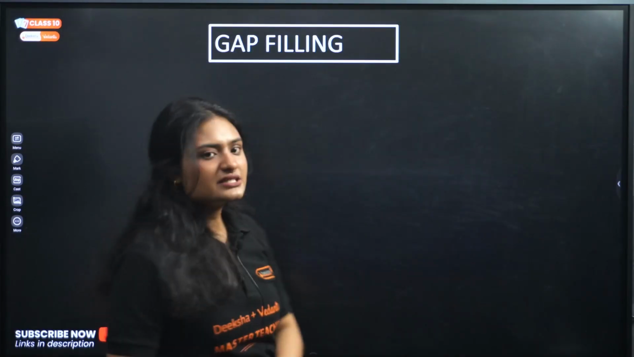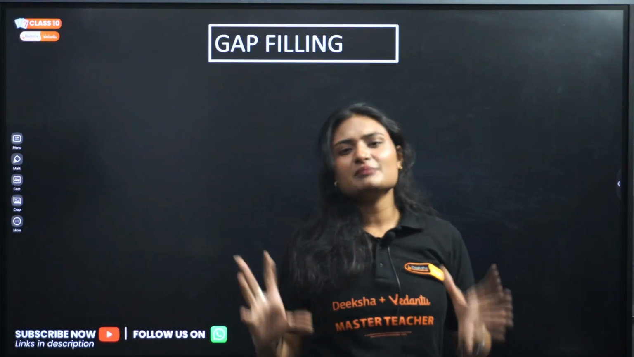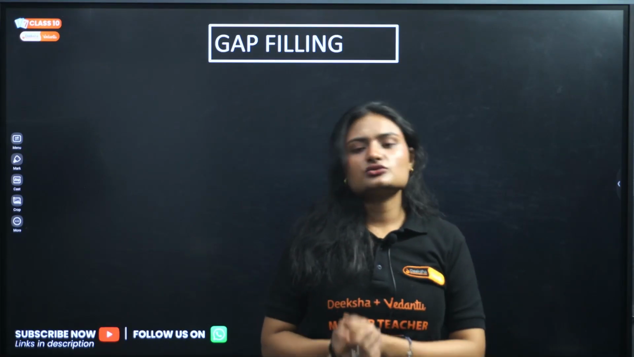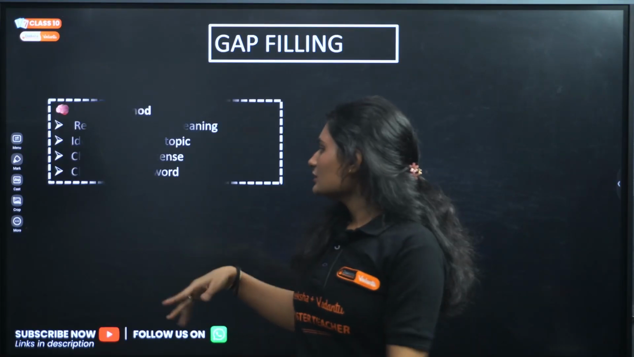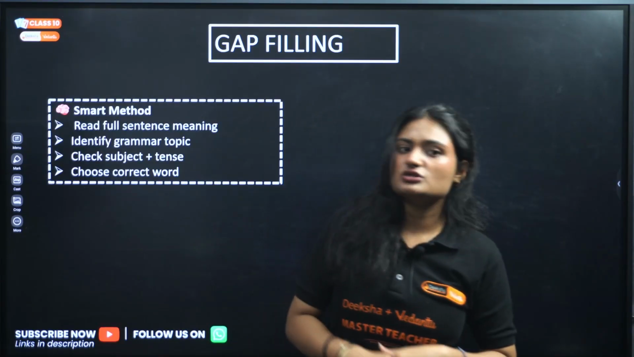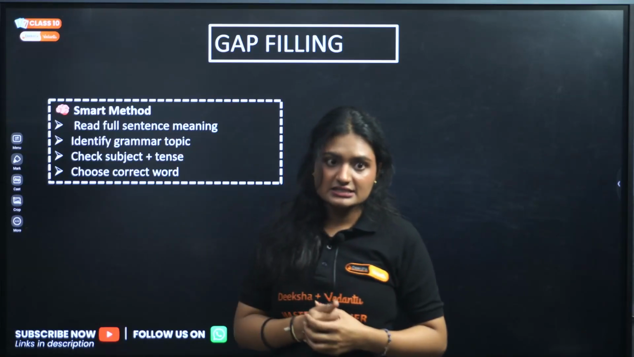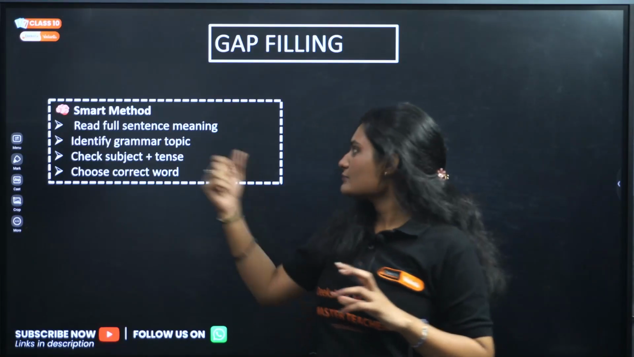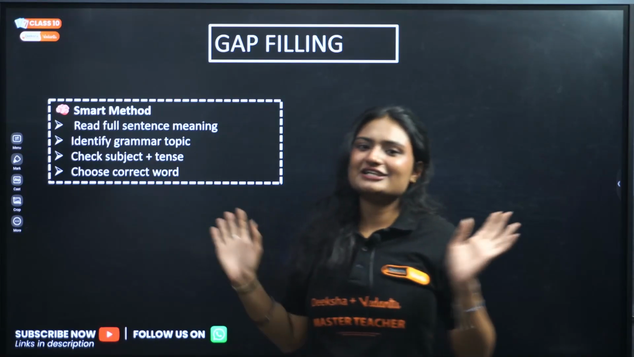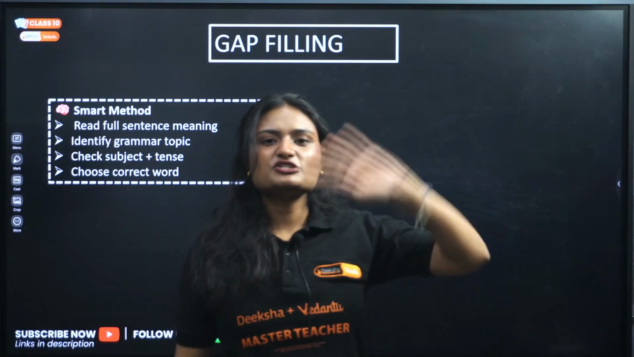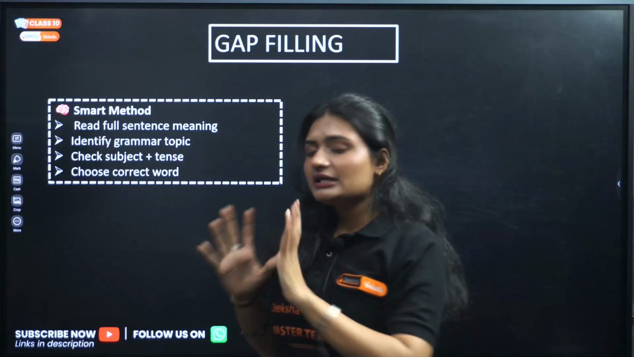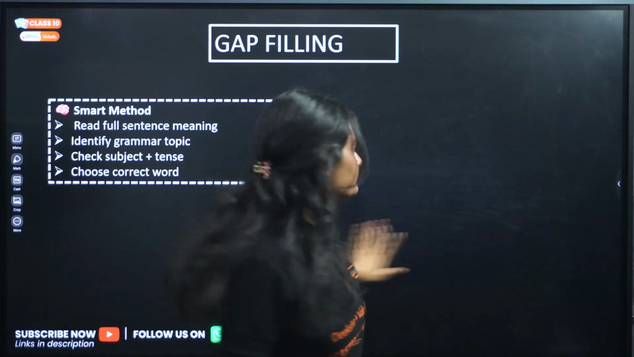Okay, now the last is gap filling. It is actually a combined one where we talk about modals, articles, tenses, everything. So they all come under the gap filling category. So the smart method is, firstly read the full sentence, then identify which grammar topic we are dealing with, and then check the subject plus tense, and then choose your correct word. Okay, so actually the tips and tricks are given beforehand. They are all suitable and very much more than enough for gap filling.